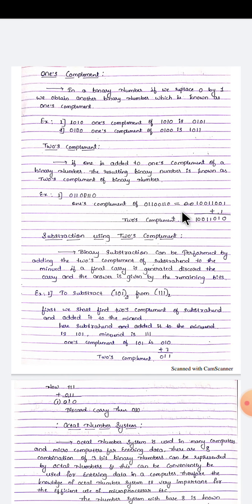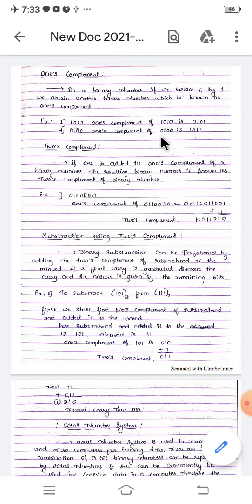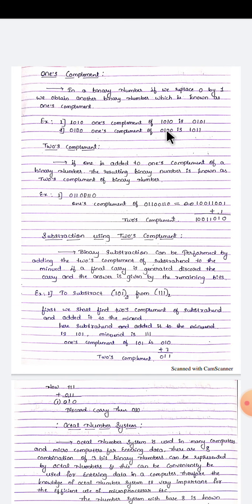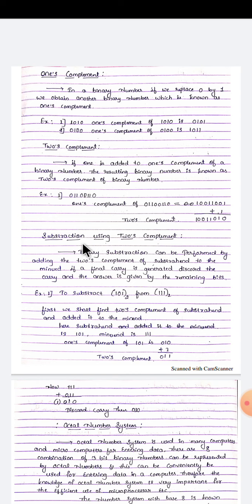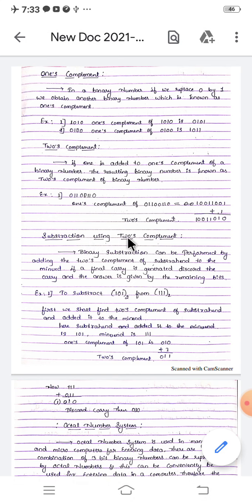This is about twos complement. What do you mean by ones complement? Just change the binary number 0 to 1 and 1 to 0, and we get another binary number, that is ones complement. Twos complement means adding 1 to the ones complement. Next, subtraction using twos complement. How does subtraction take place using twos complement? Let us see.